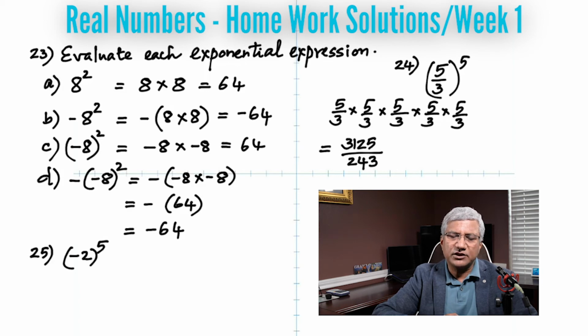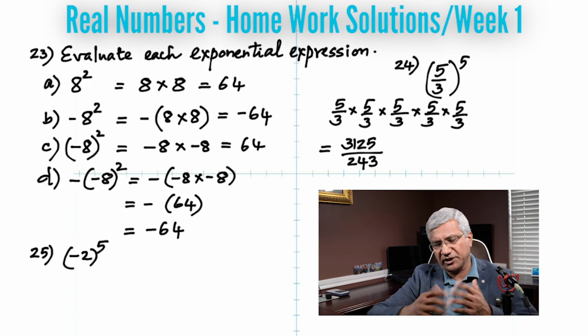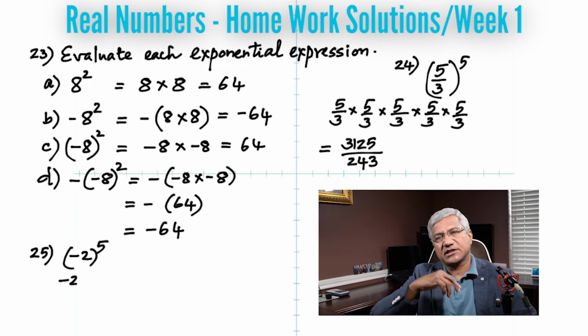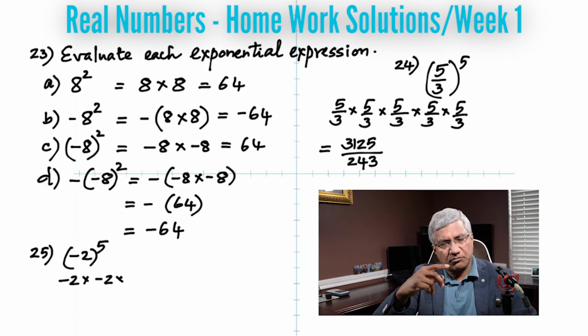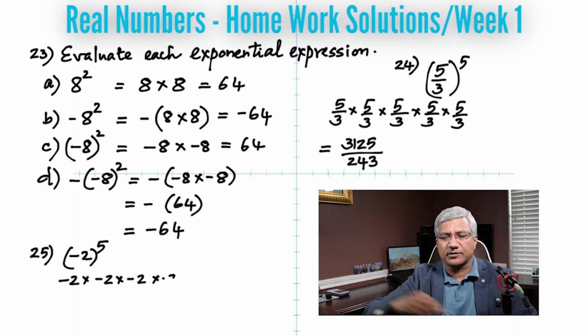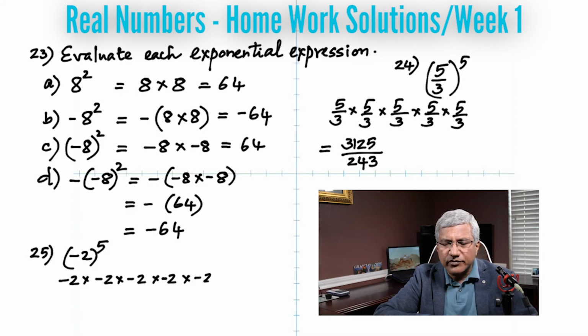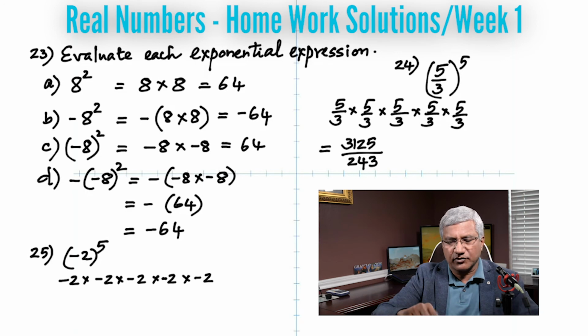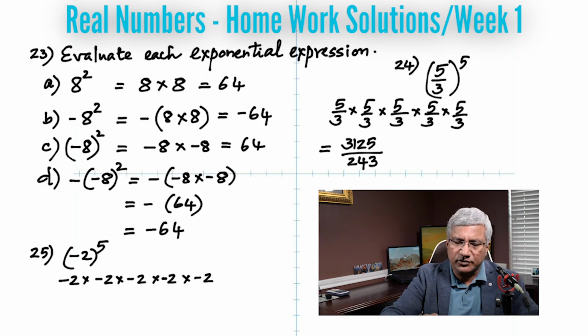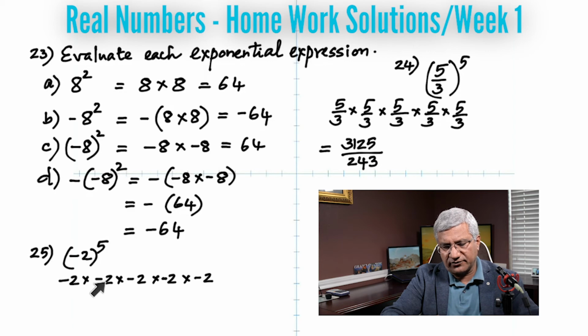25. Minus 2 raised to 5. Okay, what does that mean? It's minus 2 multiplied by minus 2 like 5 times. But then the final answer, got to be careful. Product of two negatives is a positive, and then with this will give a negative. So negative times negative will give a positive, and then it'll give a negative.